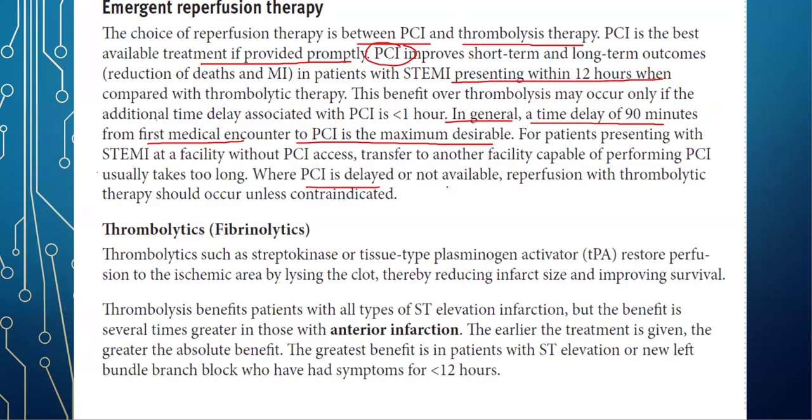Where PCI is delayed or not available, reperfusion with thrombolytic therapy should occur unless contraindicated. So thrombolytics such as streptokinase and tissue-type plasminogen activator will destroy the clot and reduce the infarct size. And same, it is actually beneficial to use thrombolytics if they can be given within 12 hours of onset of symptoms.